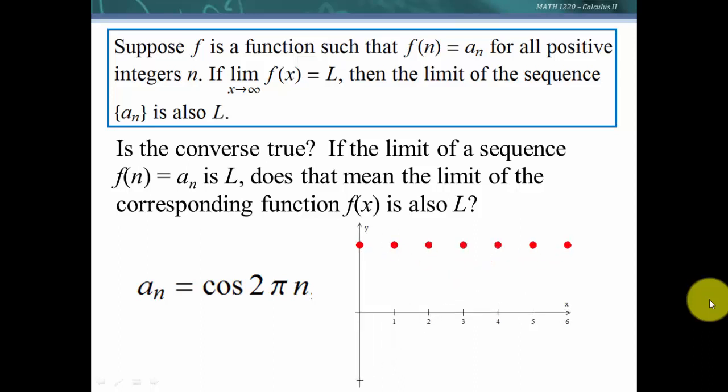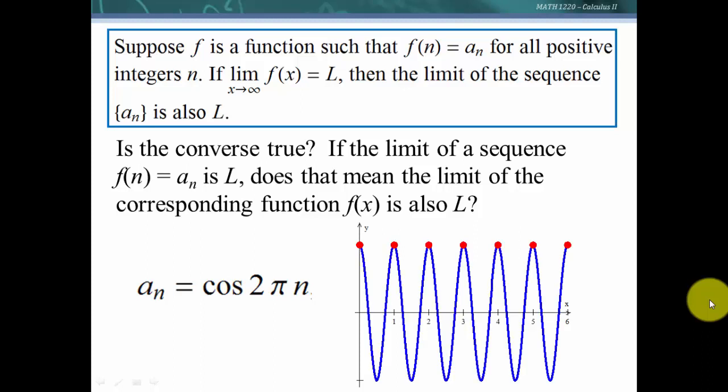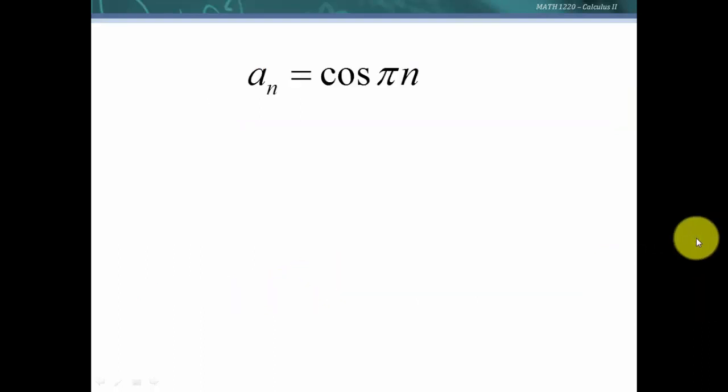So we can see as we look at these integer values that we will always get a value of 1 for each term in the sequence. Yet if we looked at that as a function and we looked at cosine 2 pi x, we would not have a limit because this would continue to oscillate between 1 and -1. So therefore, the limit of this sequence is 1, but the limit of the function is not.